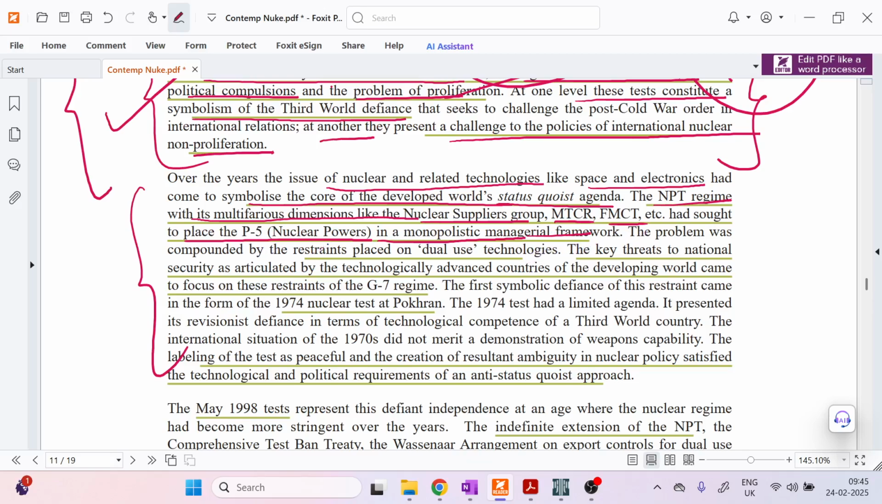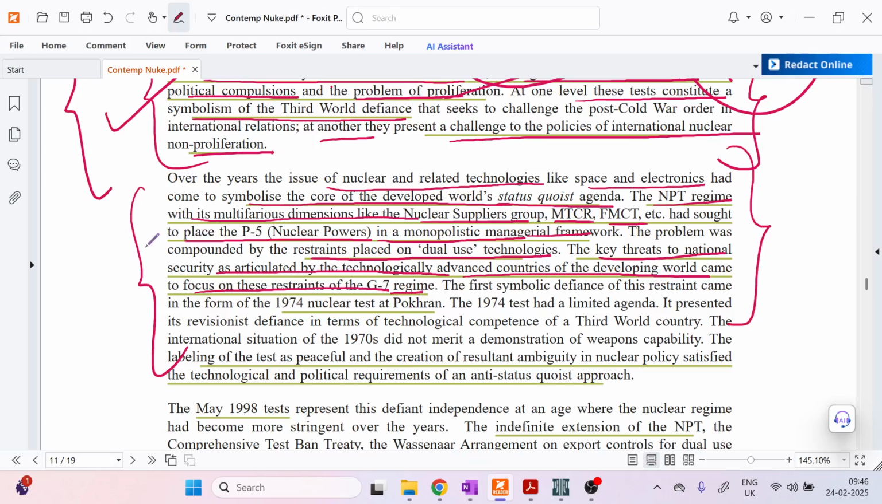Then this problem was compounded by restraints placed on dual-use technology. The key threat to national security, as articulated by technologically advanced countries and the developing world, came to focus on these restraints of the G7 regime.